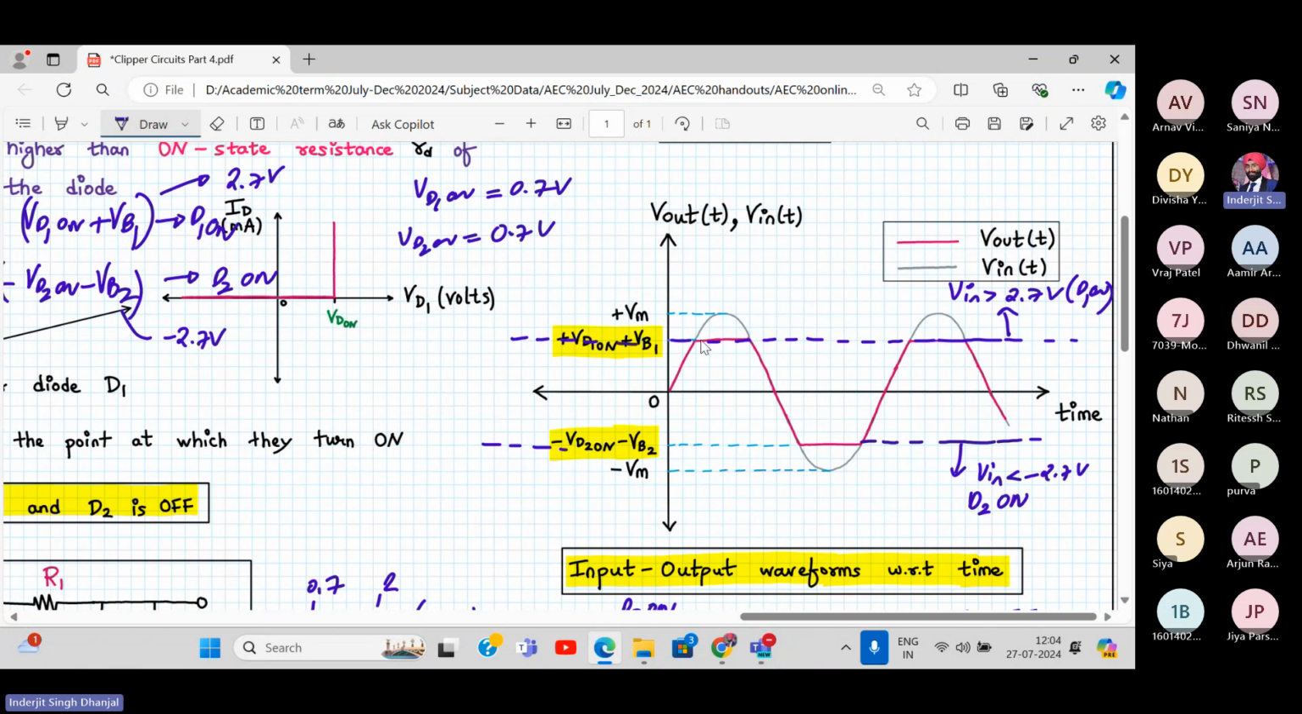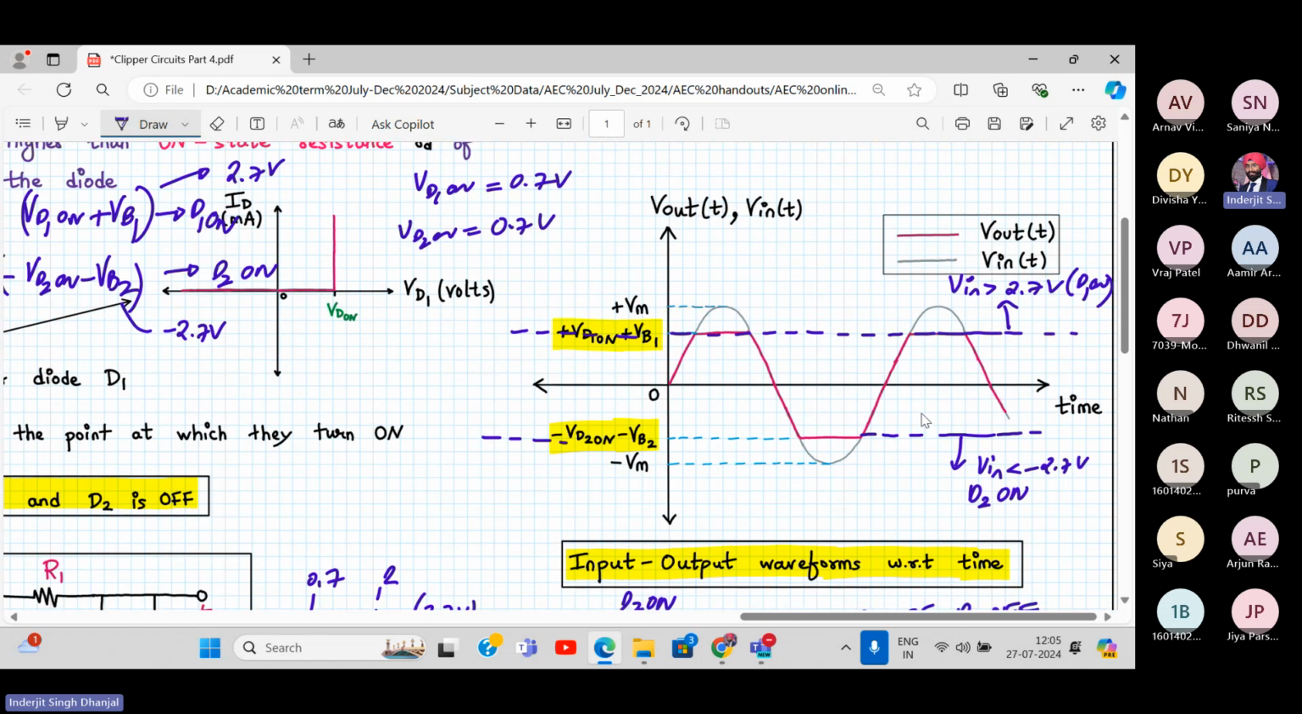If input is greater than 2.7 volts, output will be stuck at 2.7. If input is less than minus 2.7 volts, output will be stuck at minus 2.7. So this is called a biased combinational clipper or a biased two level clipper, because it is clipping both the positive and negative portions of the input waveform. Did you understand this now? Clipper number 7. Everyone clear about this?